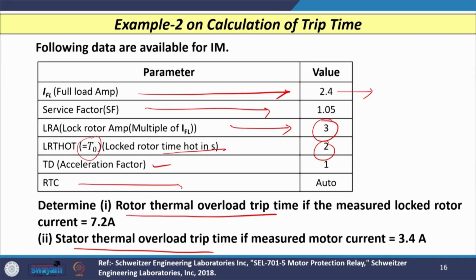In the first case you have to calculate the rotor thermal overload trip time, and in the second case you have to calculate the stator thermal overload trip time, provided the measured value of locked rotor current and the measured value of motor current are given as 7.2 ampere and 3.4 ampere respectively.